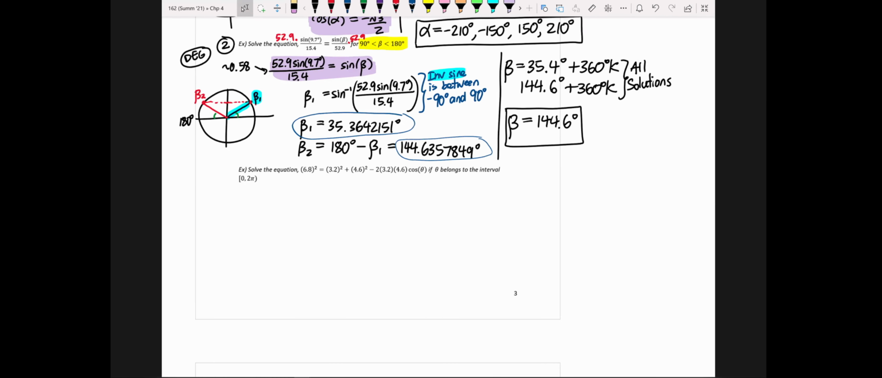Okay, so it's really going to help you to get into a habit of reporting all solutions first and then finding the solutions in the interval they give you. You may not see why we're doing that here, but later on, that's going to be a good strategy for us to follow.